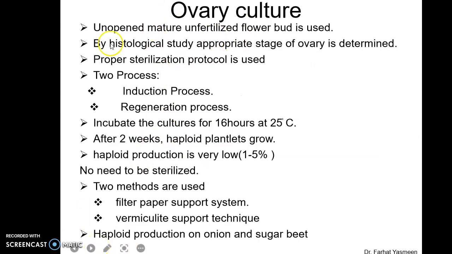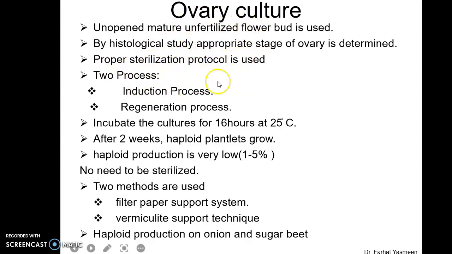In ovary culture, basically the unopened, mature, unfertilized flower bud is used. By histological study, the appropriate stage of the ovary is determined, because here the stage of the ovary is very important. So you have to do the histological study before using it for the ovary culture. Proper sterilization is mandatory in all cases of tissue culture.